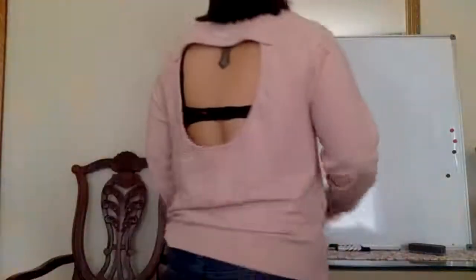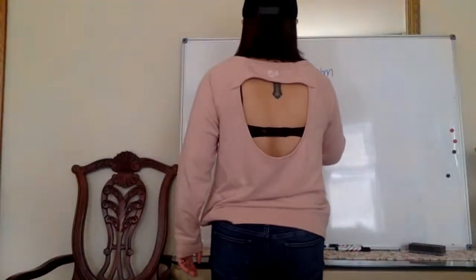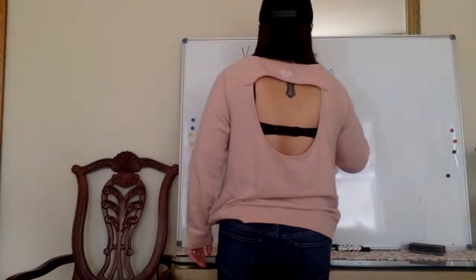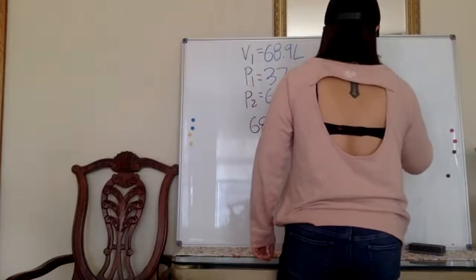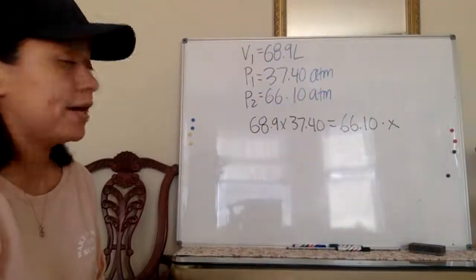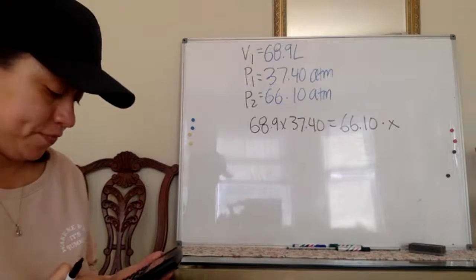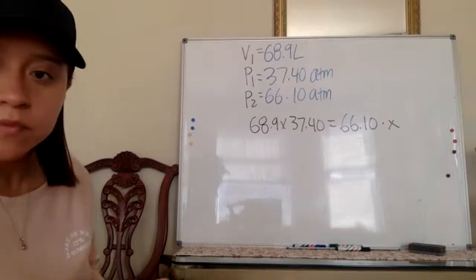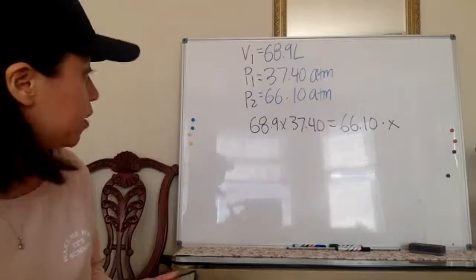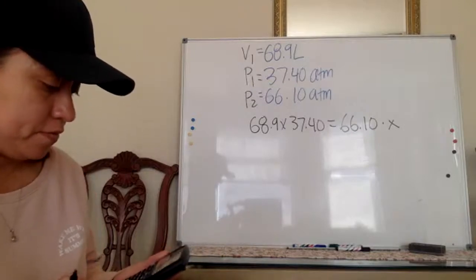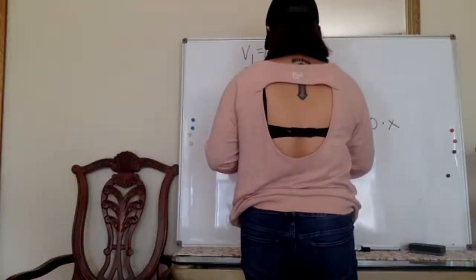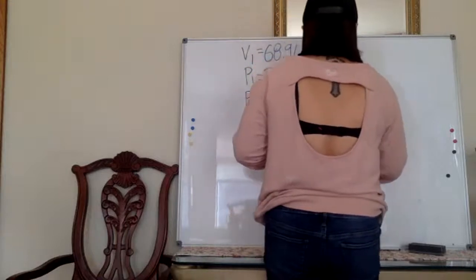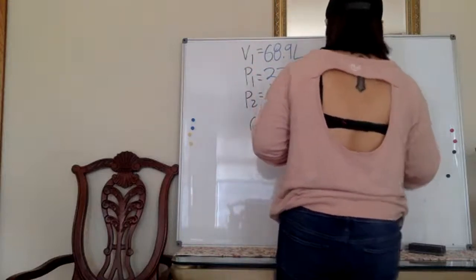All right. So 68.9 times 37.40 is going to give you 66.10 times X. Okay? So you're just going to multiply 68.9 times 37.40, and you're going to get 2,576.86, which is equal to 66.10 times x.